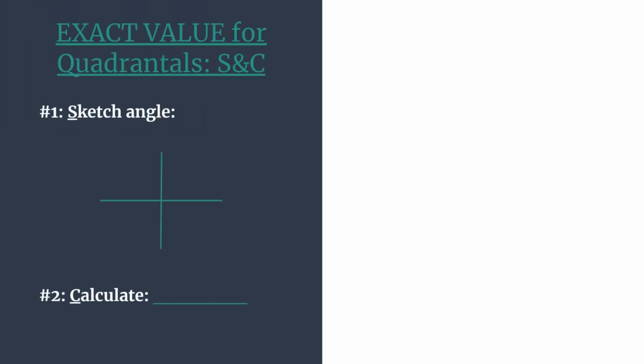So here's our adjusted method outline. S will sketch our angle, and then C will calculate our trig ratio. And again, we're trying to find the sine of negative 5 pi.